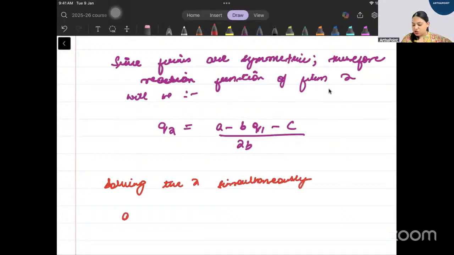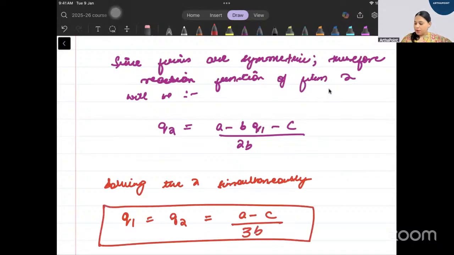I'm leaving it to you to find that you will get this. You'll get this: A minus C by 3B. You should remember this anyways, beta. ये बहुत important है, इसको आपको अच्छे से याद रखना जरूरी है.